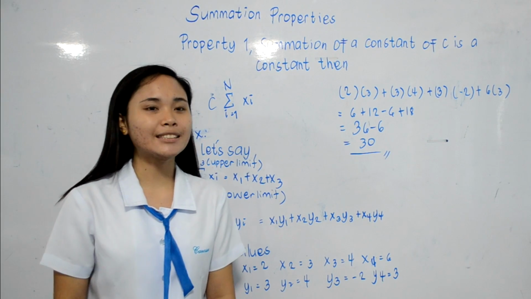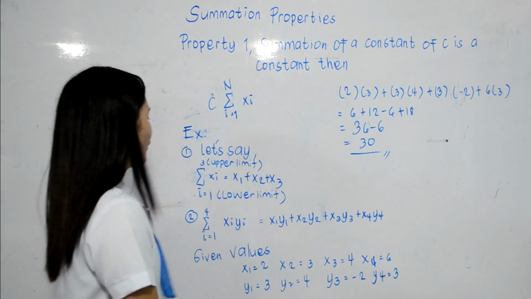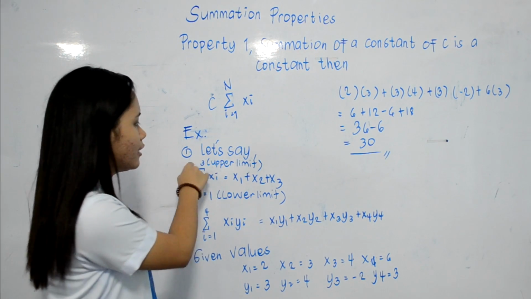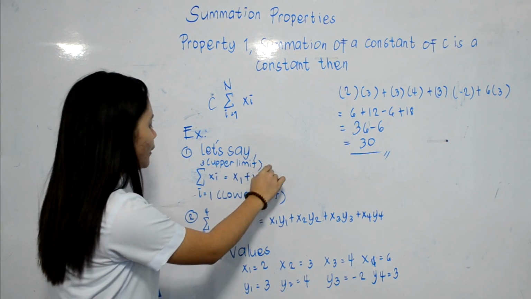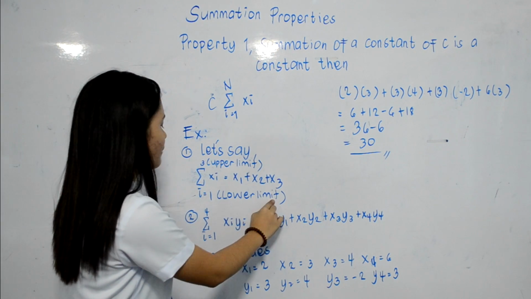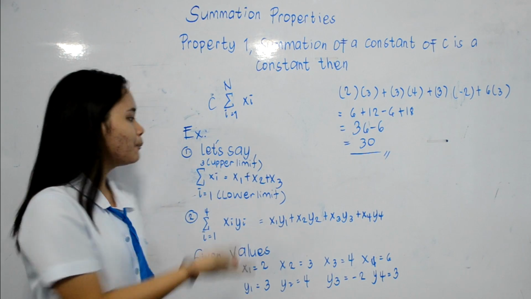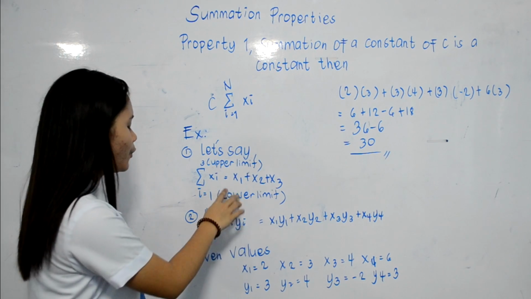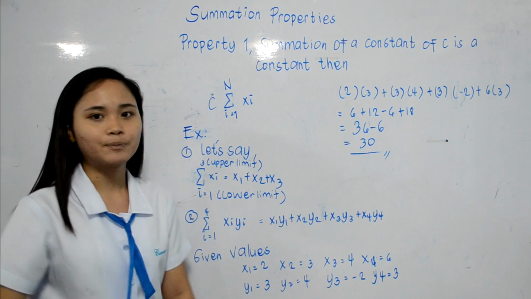Let me give you an example in property number 1. Let's say that the example is summation of x sub I as I goes from 1 to 3. As mentioned earlier, the 3 serves as the upper limit and the I is the lower limit. So the value of I will be the starting point and the value of the upper limit will be the end point. So it would be x sub 1 plus x sub 2 plus x sub 3.